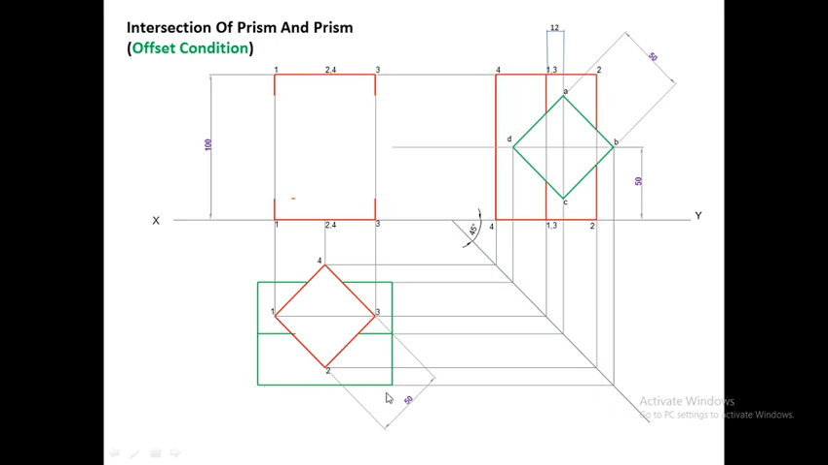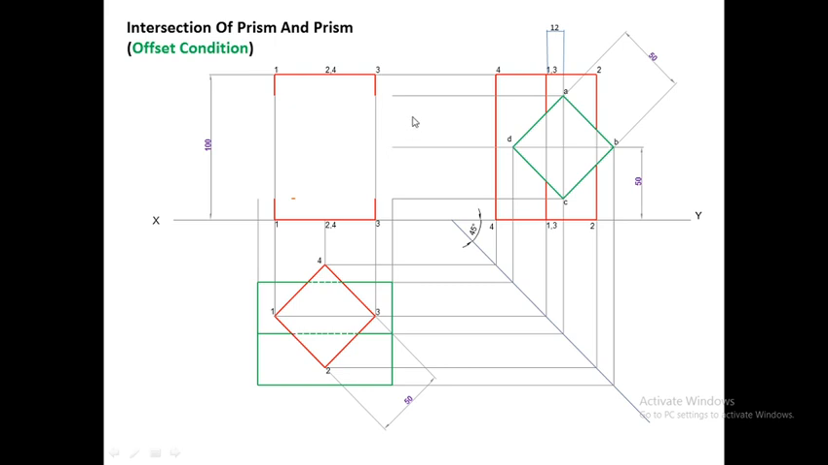In order to draw this line, first you have to mark the center of line 1 to 3, and from this center take a distance of 50 mm towards the left and 50 mm towards the right. So the total distance will be equal to 100 mm. Now we will complete the hidden portion. Now you can see this part of the edge is going inside the vertical square prism, so it will be hidden. Similarly, this part of the edge will be lying inside the vertical square prism, so this will be hidden. So these two edges are hidden, as they are lying inside the vertical square prism.